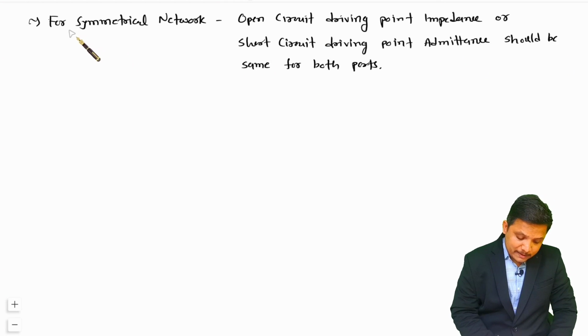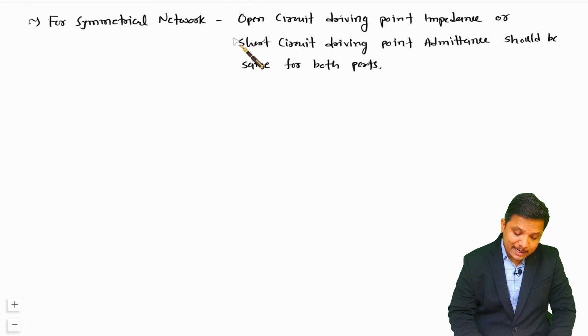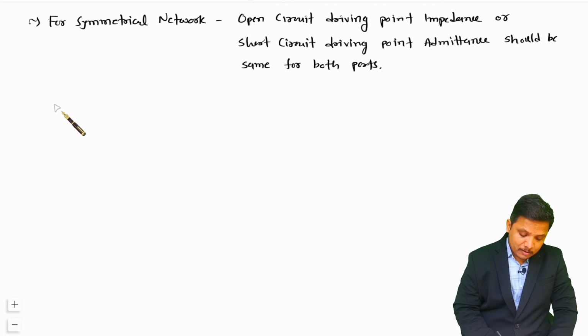Now my dear students, for a symmetrical network, we deal with identifying that the open circuit driving point impedance is the same for both of the ports. So first of all, you should know what open circuit driving point impedance is. You can consider admittance even, but here I'll be considering open circuit driving point impedance.